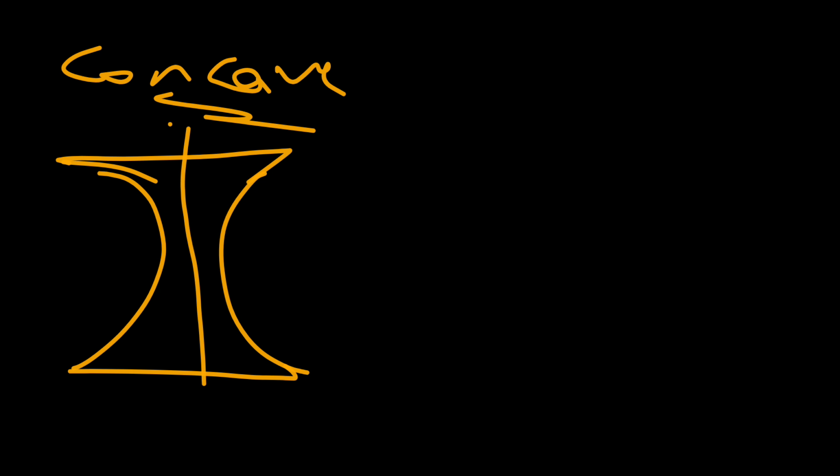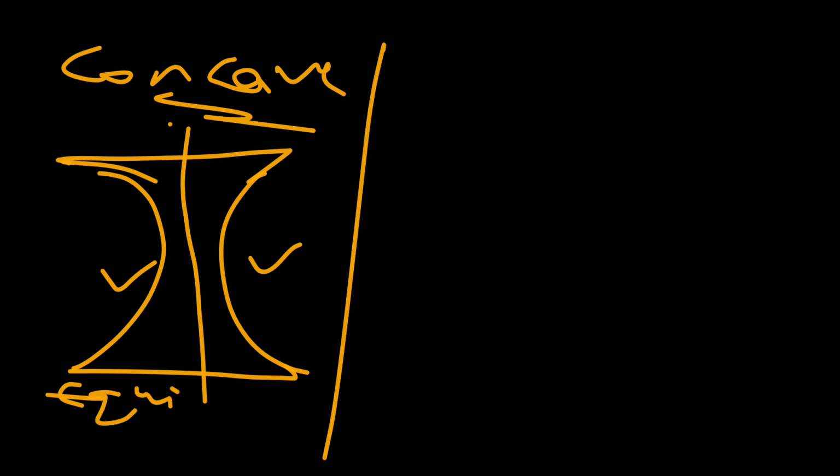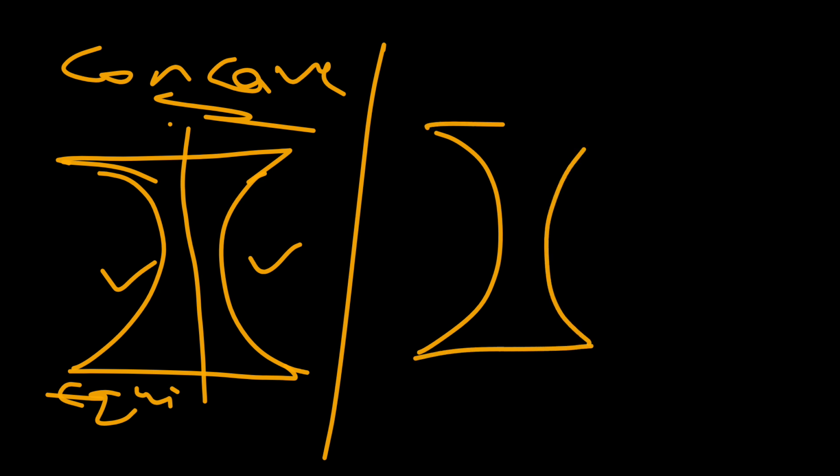Here this is called a concave lens. Here in this concave lens, if you draw exactly the middle, if both the spherical surfaces are equal, we'll call it an equiconcave lens. What do we call it? Equiconcave lens. If one is bigger and the other one is a little bit shorter, we'll call it a biconcave lens.